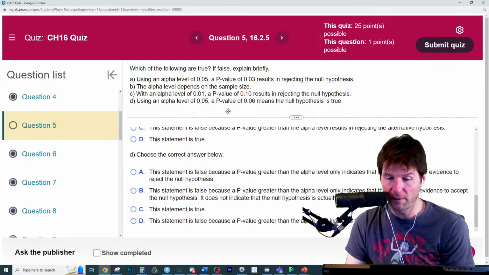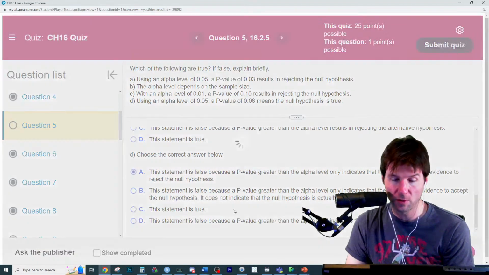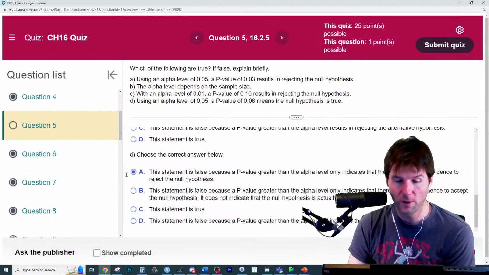Using alpha level 0.05, a p-value of 0.06 means the null hypothesis is true. No. The statement is false because a p-value greater than the alpha level only indicates that there's not enough evidence. That should be true. There we go. Yep, so really good stuff.